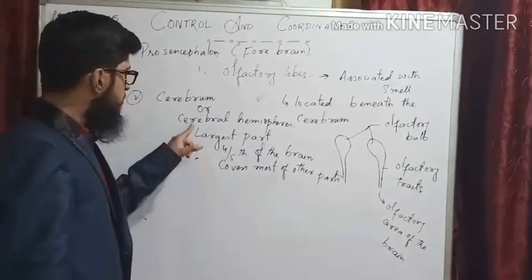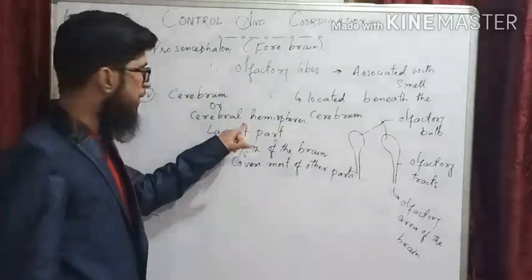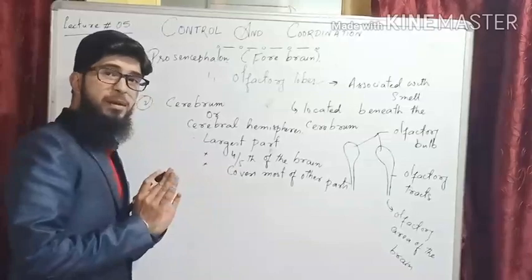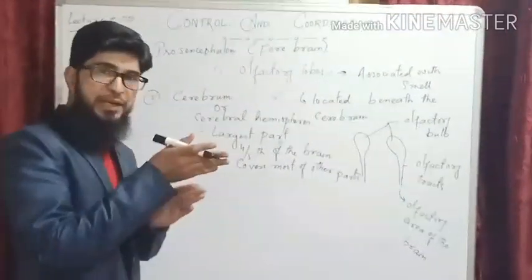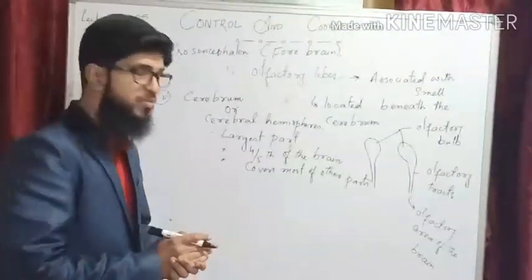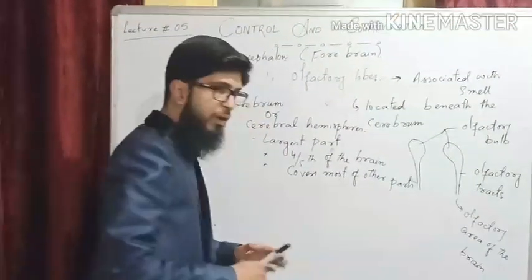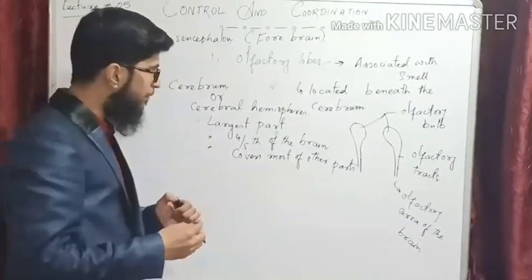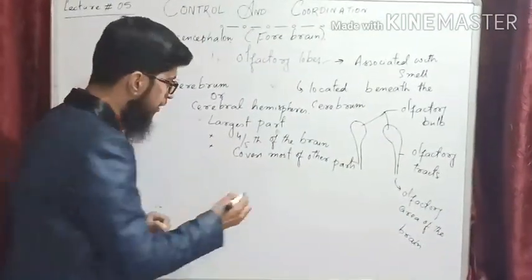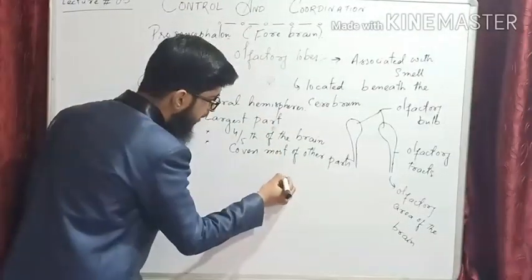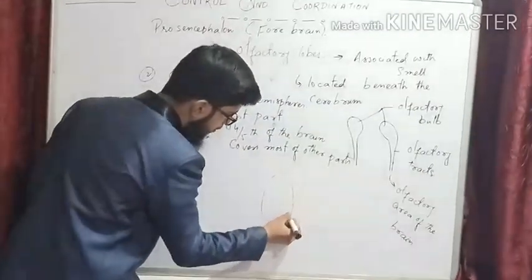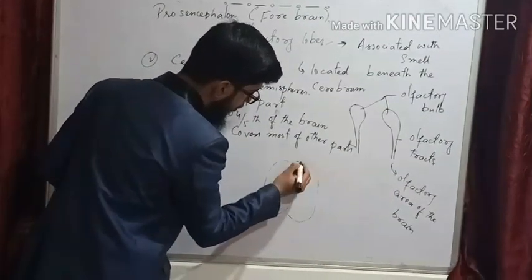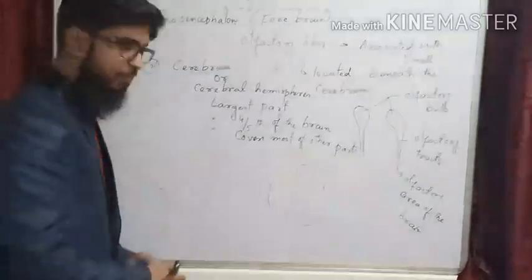As I already told you, we call it the cerebral hemispheres. Why do we call it that? Because the cerebrum is completely divided into two hemispheres, two halves. If we draw the diagram in the dorsal view, I have already told you what dorsal means, the top view of the brain, let me draw it. This is the dorsal view of the brain.